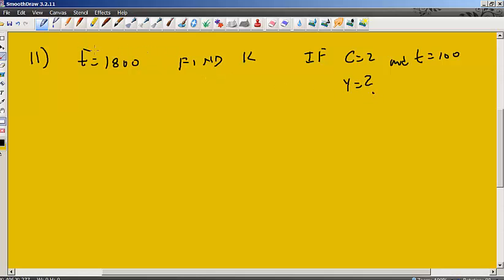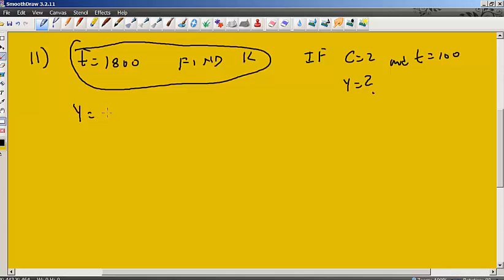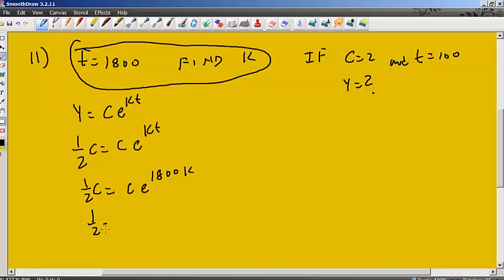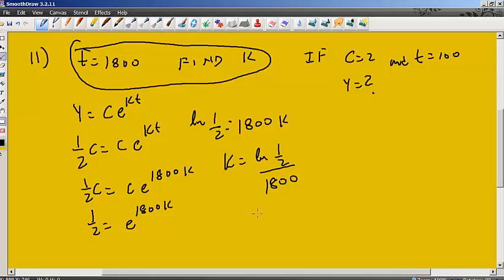But before we do that, we've got to find the decay constant, which is the K. So again, Y is equal to CEKT, but since this is a half-life, this becomes 1/2 of C is equal to C e to the 1800 K. Divide both sides by C, you're going to get 1/2 is equal to e to the 1800 K, and ln both sides, you're going to get ln of 1/2 is equal to 1800 K. So my K is equal to ln of 1/2 over 1800. I solved for K.